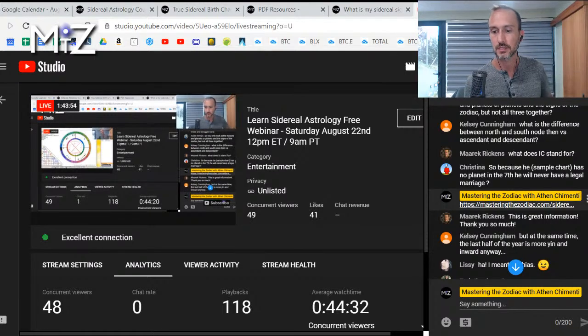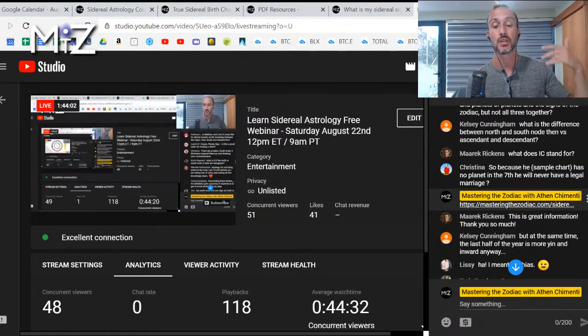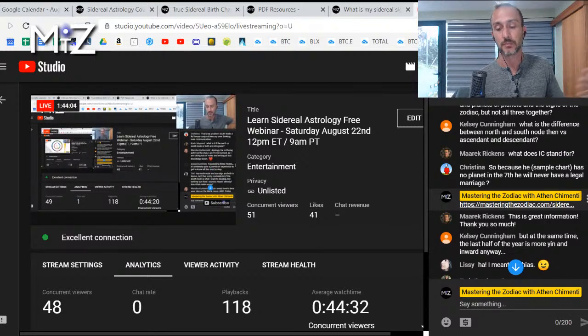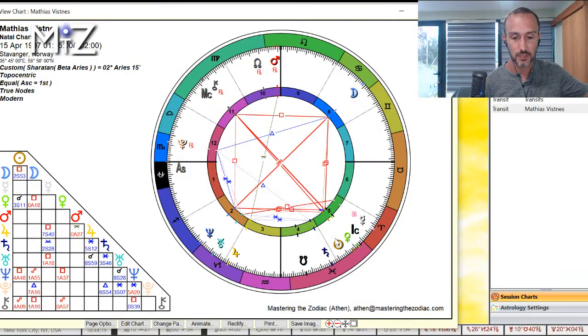Because the sample chart has no planets in the 7th, he will never have a legal marriage? No. Again, Christina, it doesn't mean you're not going to have that area in your life. It just means there's no major life lessons for Matthias around agreements and relating. I mean, let's look at his chart. Venus is somewhere. Venus represents relationships. We're going to talk about these middle planets soon.